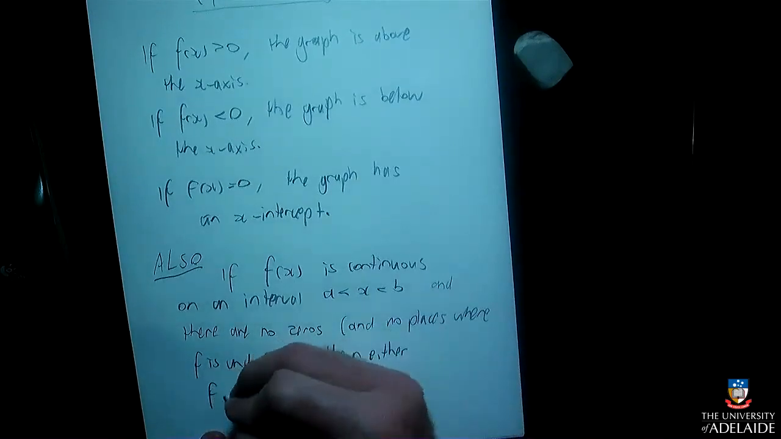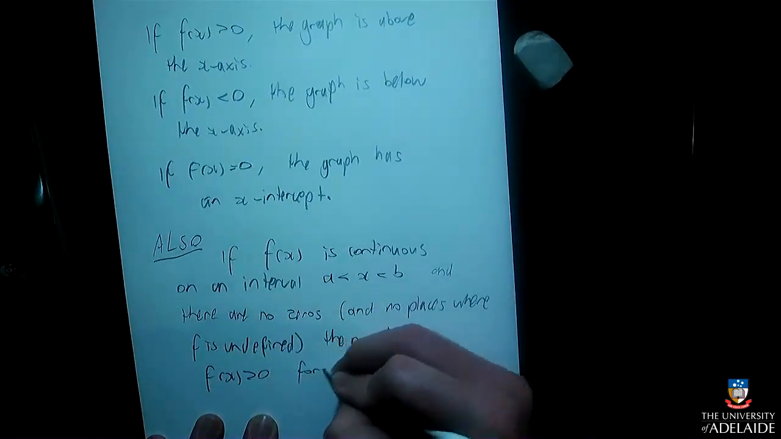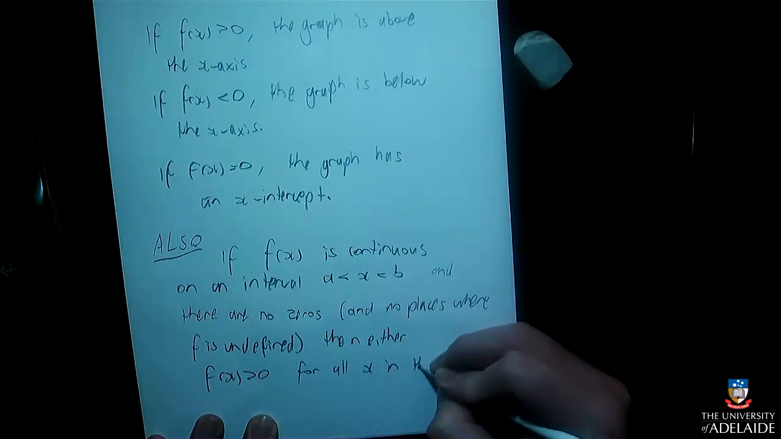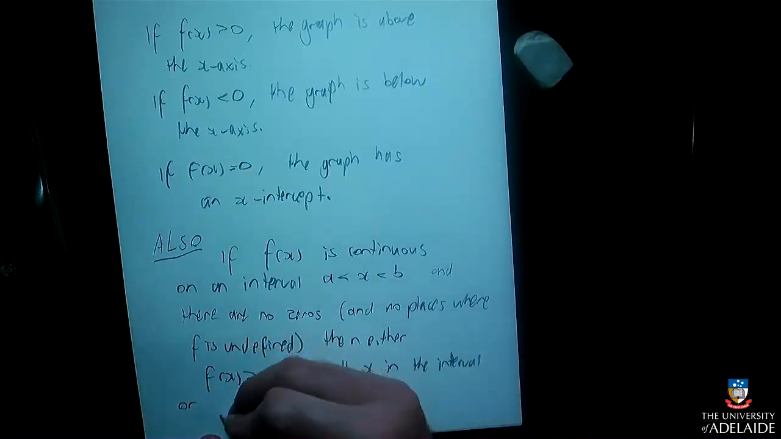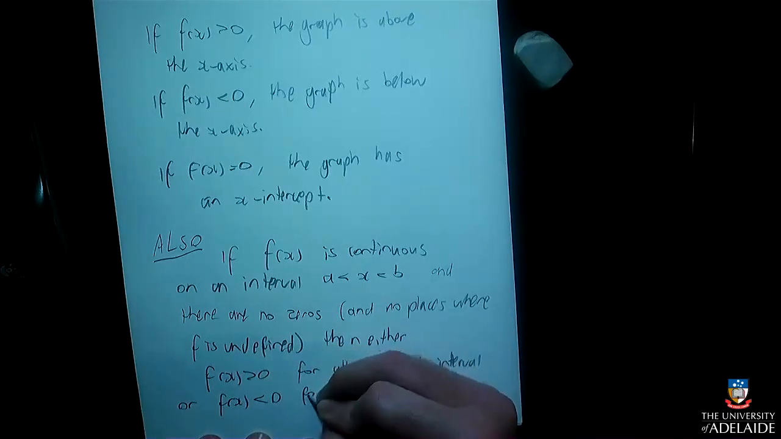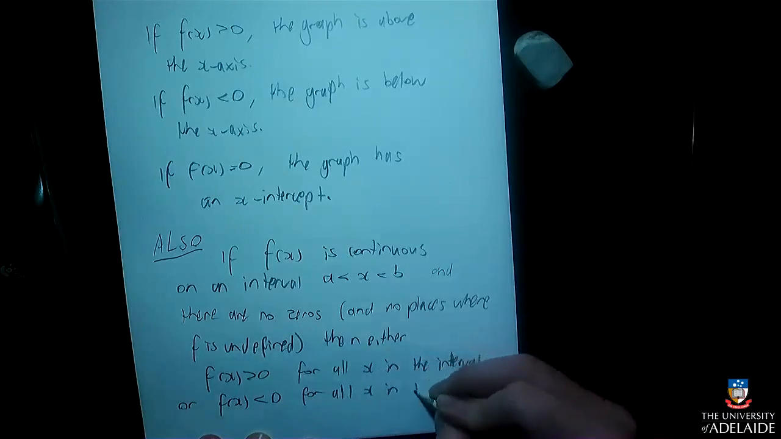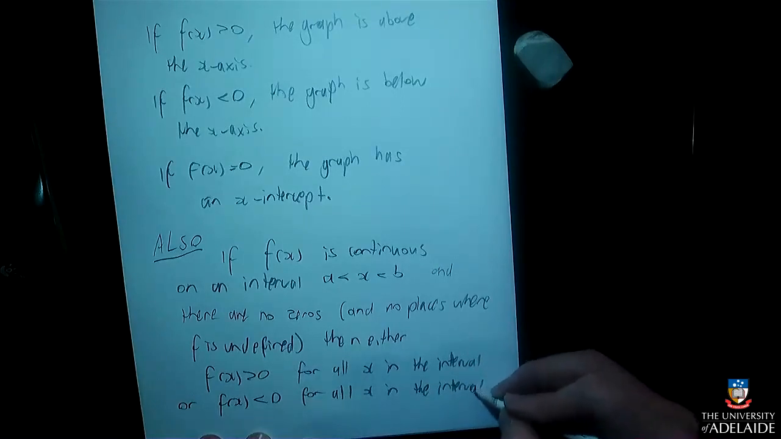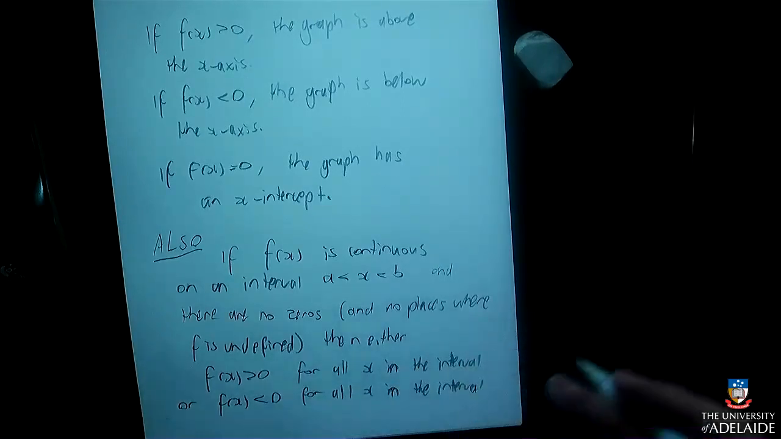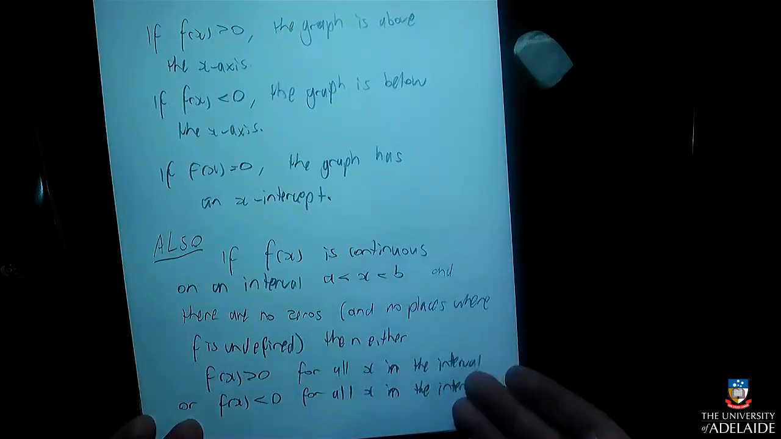Then either f of x is positive for all x in the interval, or f of x is negative for all x in the interval. Now it seems like a lot of stuff to say. This is the very formal maths version of what you saw. Well, it can't be above the x-axis. If it doesn't cross the x-axis, then it has to be either all above or all below. And that's what this means.